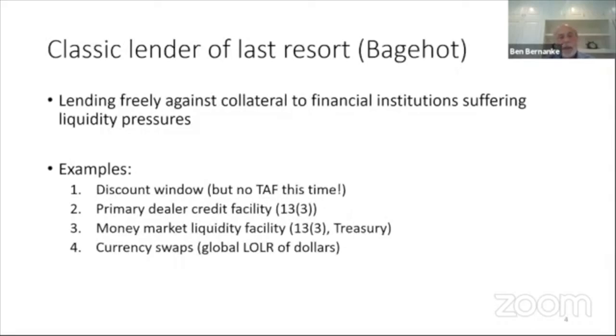Next slide. The second type of intervention is the classic Bagehot type intervention, lending freely against collateral to financial institutions. The examples are familiar ones. Two of them require 13.3. The biggest one by far is the currency swaps, where the Fed is putting dollars into the global system. A number of foreign banking organizations which do lend in the United States, but also elsewhere in dollars, have been short dollars because of loss of deposits, and also because their borrowers took down large amounts of their credit lines. So these currency swaps, which have been heavily utilized, have been providing that kind of last resort support. Next slide.